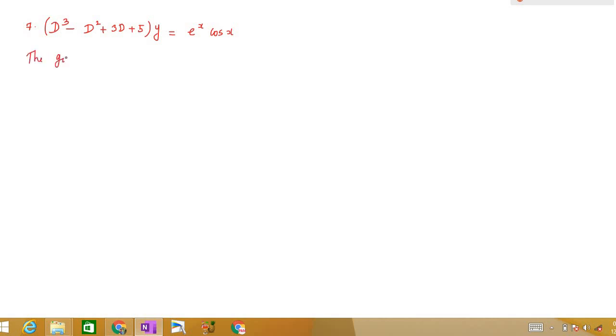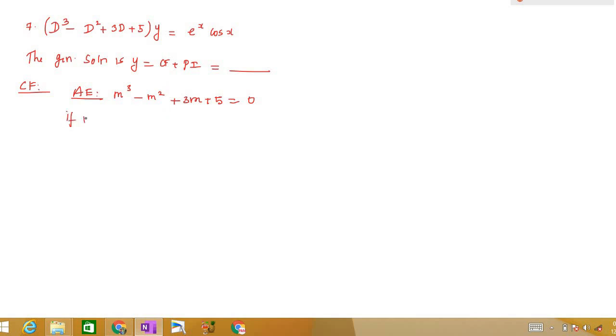Therefore the general solution is y equal to complementary function plus particular integral. So we need to find this solution, right? Yeah. So first we will find the complementary function. For that we need to find the auxiliary equation. So the auxiliary equation is m^3 - m^2 + 3m + 5 = 0. Now it's a cubic equation, right? So first we need to find one root, then we can solve the other two roots using the synthetic division method.